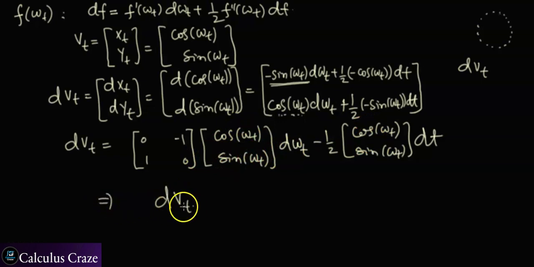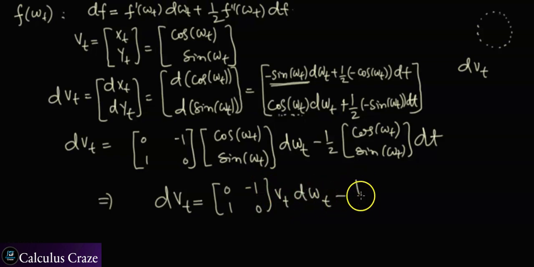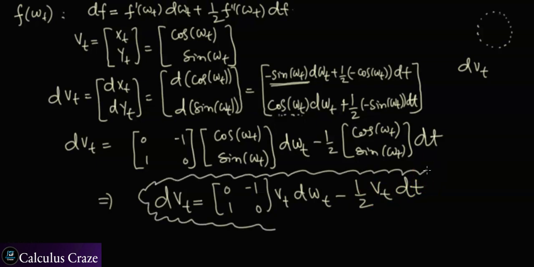So my stochastic differential equation for this v sub t is given by the matrix 0, minus 1, 1, 0 times v sub t dw sub t, minus 1/2 v sub t dt. So this is the stochastic differential equation that is satisfied by v sub t, and my v sub t was the column vector with components x sub t and y sub t, which represented the position at time t of an object moving in the unit circle with angle governed by the Brownian motion. Thank you.